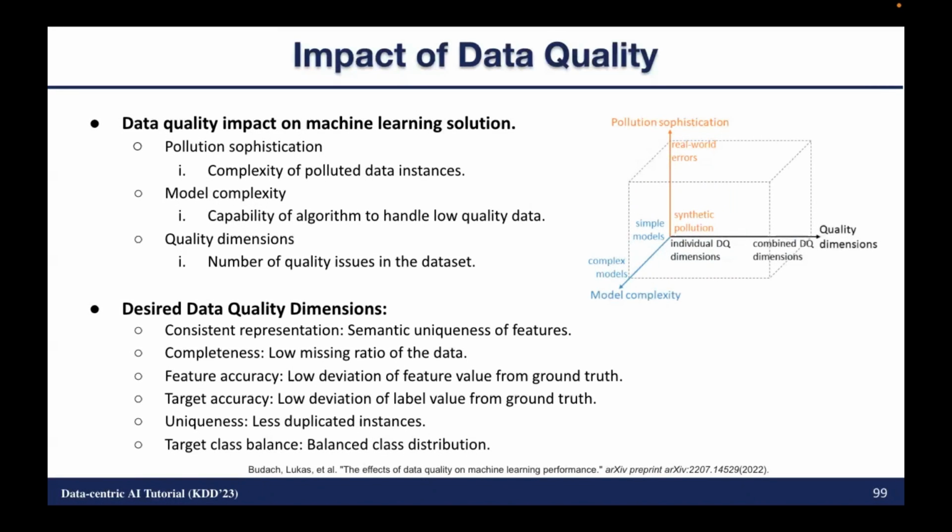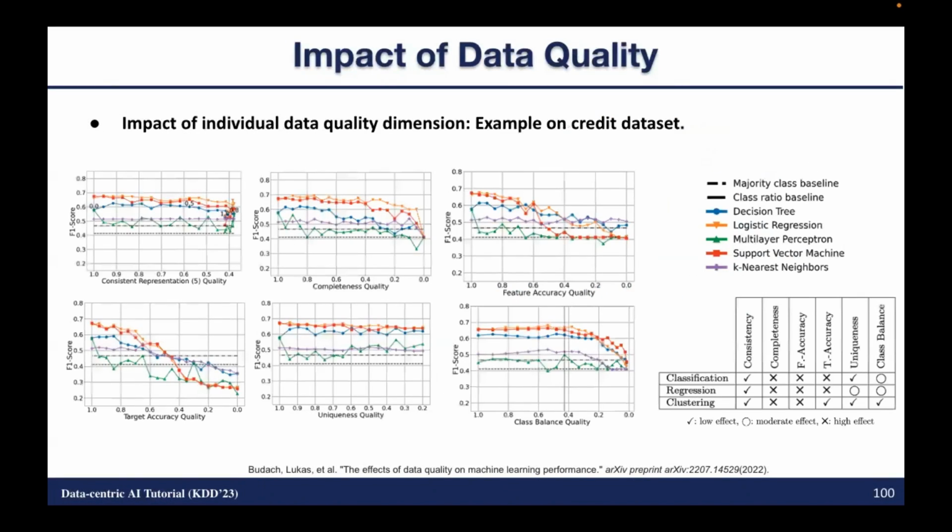So based on these 6 desired data quality dimensions, they create different kinds of perturbation, and then they study how each of the dimensions impacts the prediction performance. This is basically the result they found. This is one of the examples they provided, a classification and regression task on one of the publicly available data sets, called the predicted data set. The goal is to predict the credit score. And they actually use different kinds of algorithms, including decision tree, logistic regression, multi-layer perceptron, support vector machine, as well as k-nearest neighbors methods.